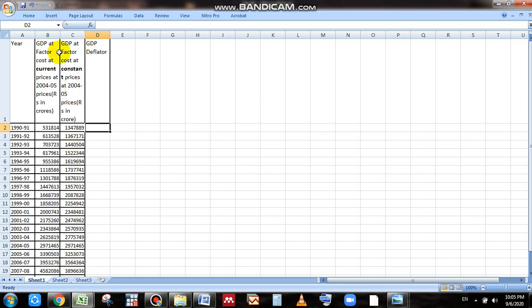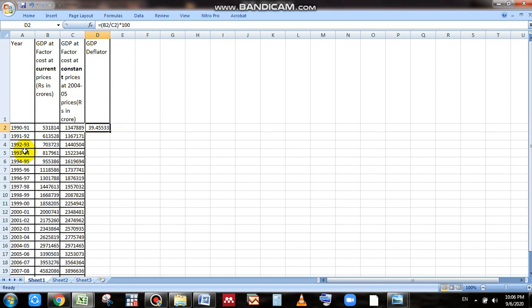To calculate the GDP deflator, you should have GDP at current prices and GDP at constant prices. The constant prices we take are 2004-05. Now let us calculate. We will type equal to, open the bracket, select the value of 1990 current prices divided by constant prices, close the bracket, star into 100 and enter. So this is the GDP deflator calculated using the data.